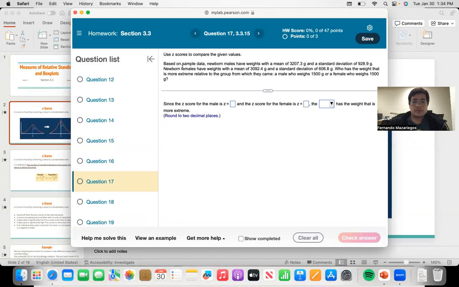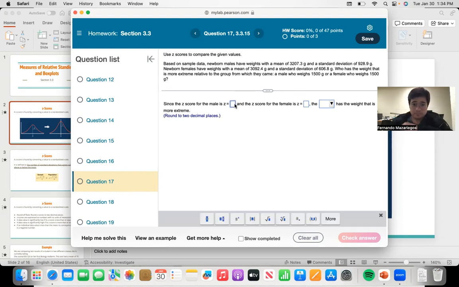Let's take a look. Based on sample data, newborn males have weights with a mean of 3,207.3 grams and a standard deviation of 928.9 grams. Newborn females have weights with a mean of 3,092.4 grams and a standard deviation of 606.8 grams. Who has the weight that is more extreme relative to the group from which they came? A male who weighs 1,500 grams or a female who weighs 1,500 grams. So we first find the z-scores for both of these, and then we compare them.